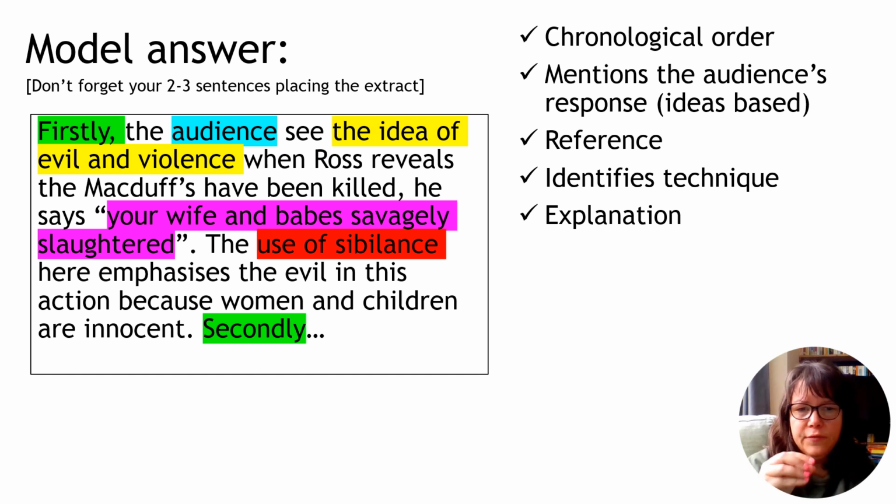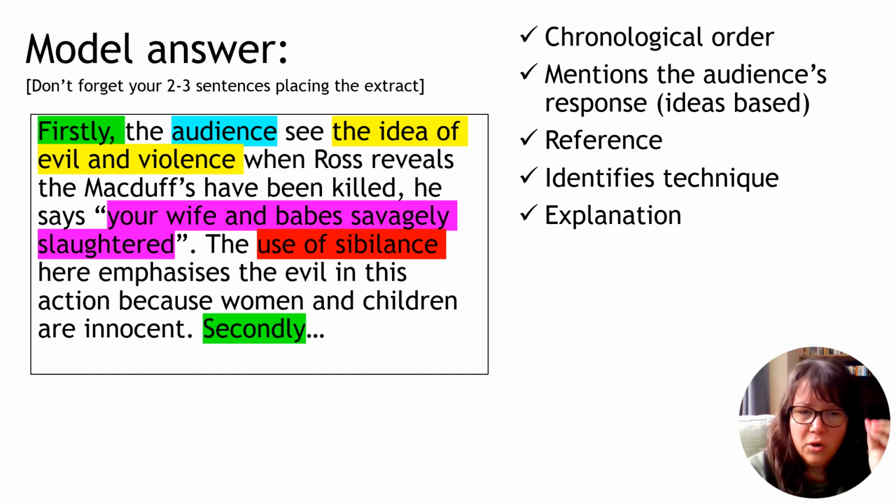Okay, so what should your response look like? So don't forget that your first 2 or 3 sentences are going to be placed in the extract. Then you're going to go into the meat of your writing, and you can just do that as one big paragraph if you want. You're going to work chronologically through your 6 to 8 quotes. So you can say something along the lines of, firstly, the audience sees the idea of evil and violence when Ross reveals that the Macduffs have been killed.